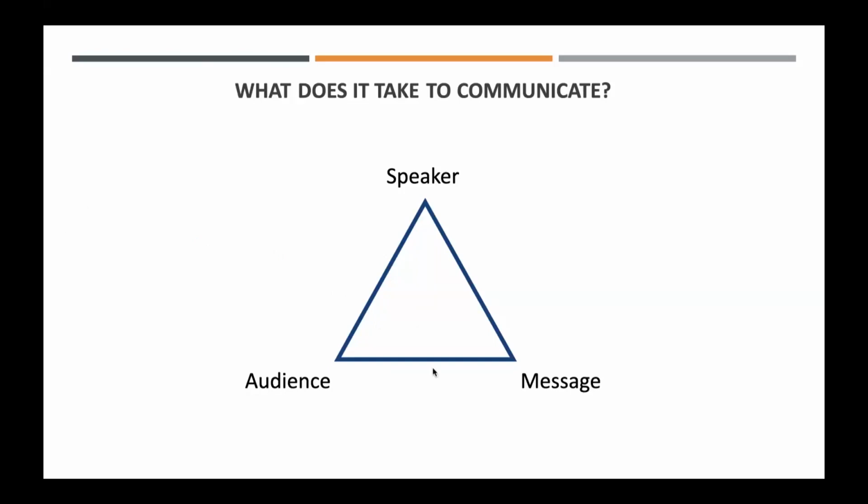So as a speaker, I'm connected to both what I'm saying, but I'm also connected to who I'm communicating to. Notice that the message, what's being said, is connected to the person who's speaking, but it's also connected to the people who are hearing the message. And likewise, the audience is connected to what's being said, but also to who's communicating. So when you start to understand communication like a triangle, you start to understand that communication can be pretty complicated.